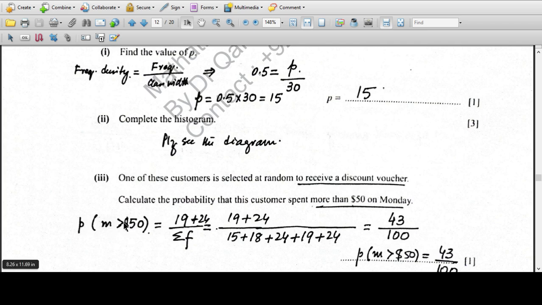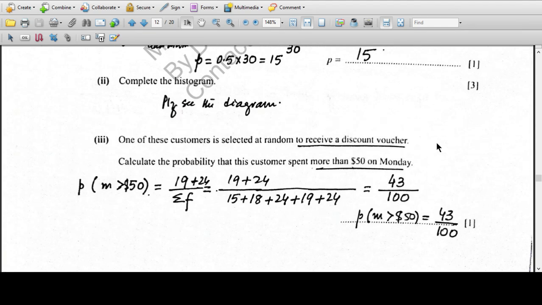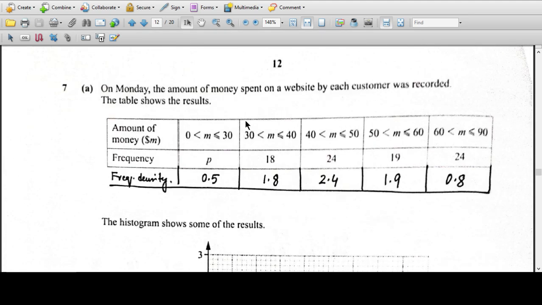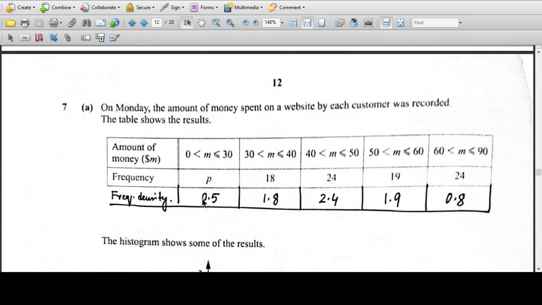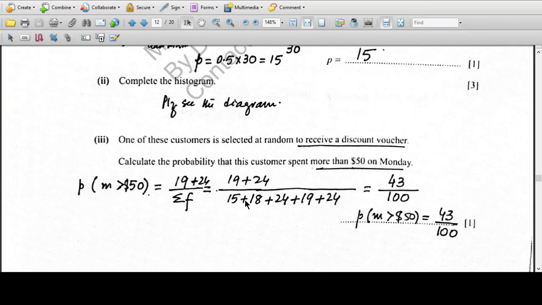So the probability that money spent is more than $50 is equal to 19 plus 24 divided by the total, and the total is 100. This is already given, the total is 100. So we just add the frequencies, and the probability is 43 upon 100.